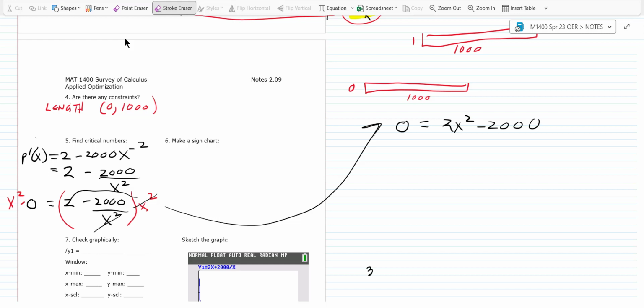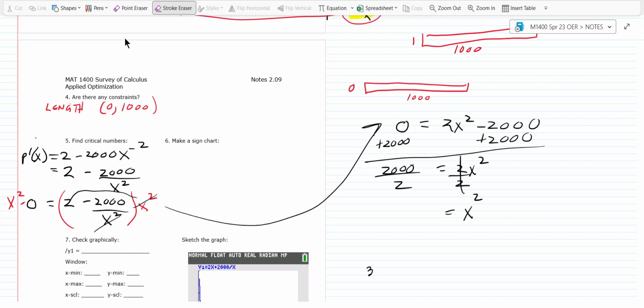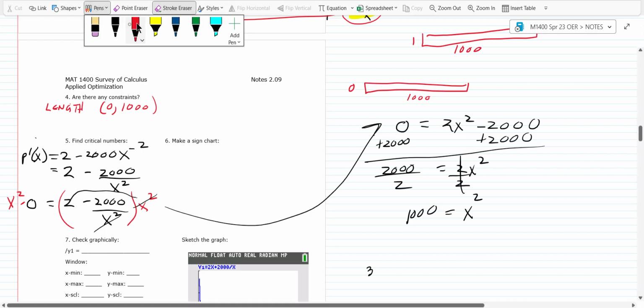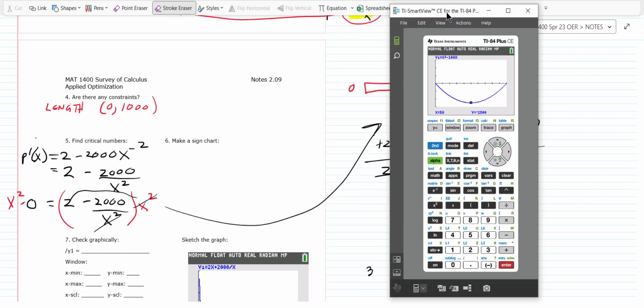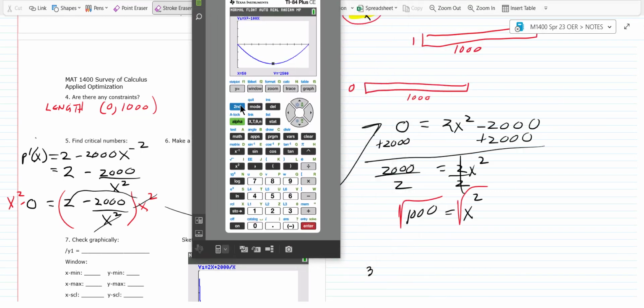Now what you're going to do here is isolate x squared, so we can add 2,000 to both sides. That will give 2,000 equals 2x squared. Then we can divide by 2. So that gives x squared equals 1,000. And then we need to take the square root of both sides, and we'll just use our calculator to get an approximate answer on this problem. So we're going to work out the square root of 1,000, and then we'll see if the sign chart will tell us if that's a minimum or not.